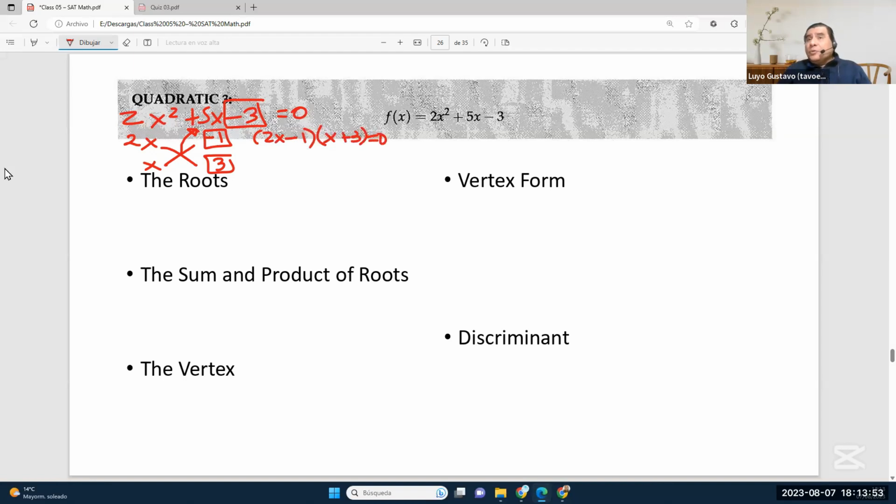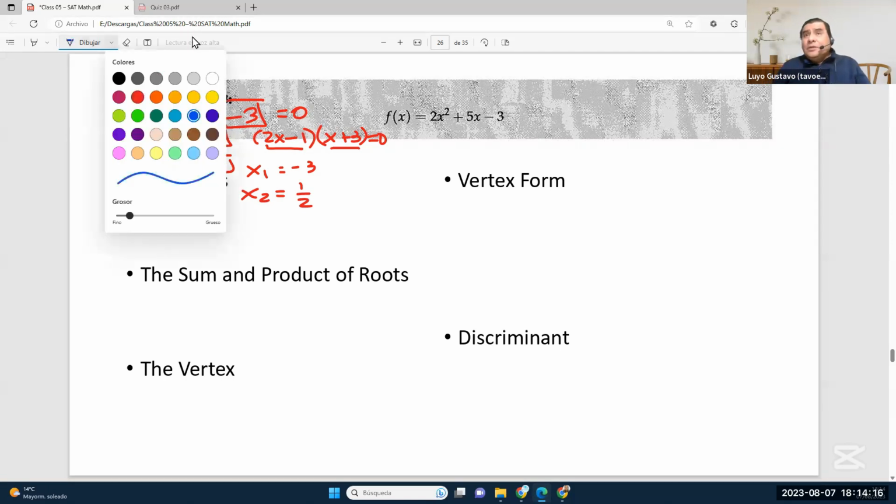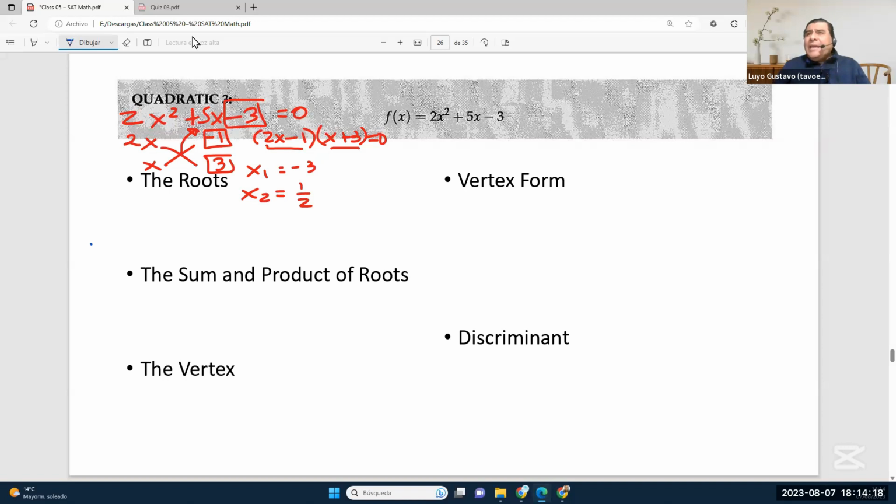From these, the roots are the first root, x1 equals -3, from equating this to 0 and isolating x. From equating the second, 2x equals 1, x2 equals 1 over 2. So this is the second root. All right? That's one possibility. Okay, imagine that you don't have a clue how to factor. You can use the Bhaskara formula. You can say, okay, what is A, B, and C? This is A, this is B, this is C.